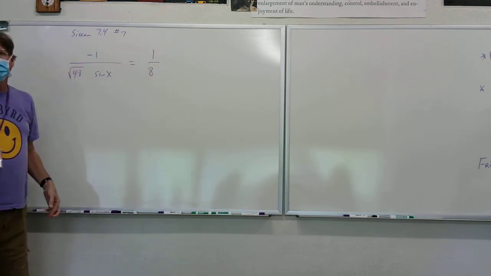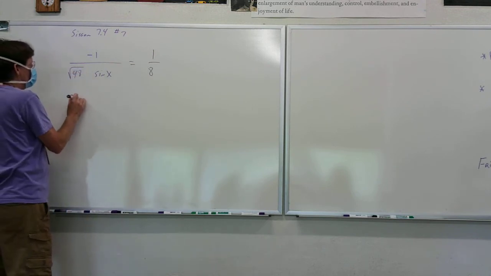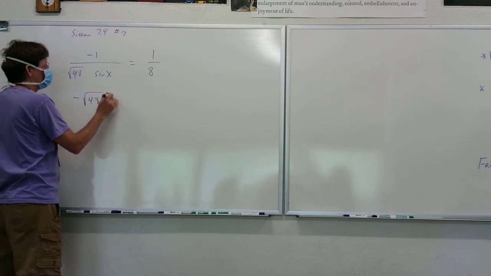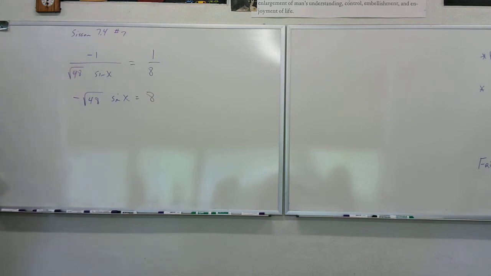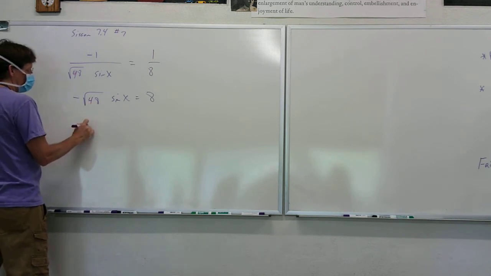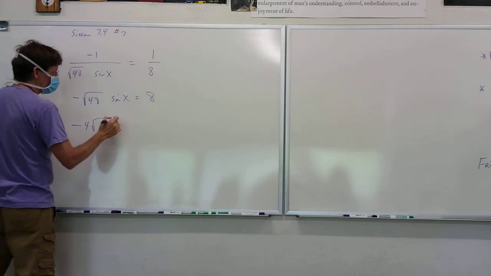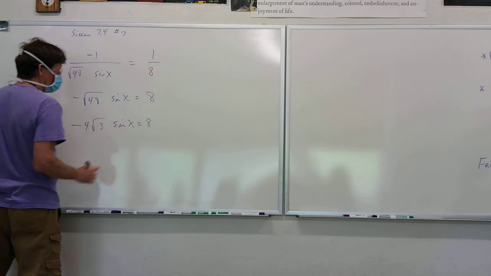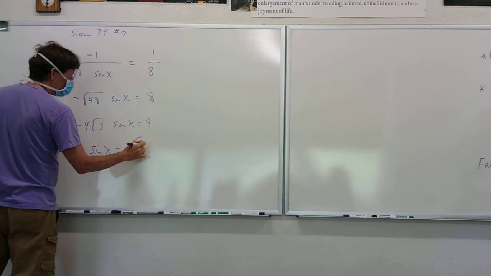We already did it. Ma'am? We already did it. We did? Yeah. Oh, because you eventually get what? Negative square root of 48 sine x equals 8, right? And what was my complaint about this problem? Square root of 48, right? That should be what? That's 16 times 3, so that should be negative 4 square root of 3 sine x equals 8. So then sine x is equal to negative square root of 3 over 2.